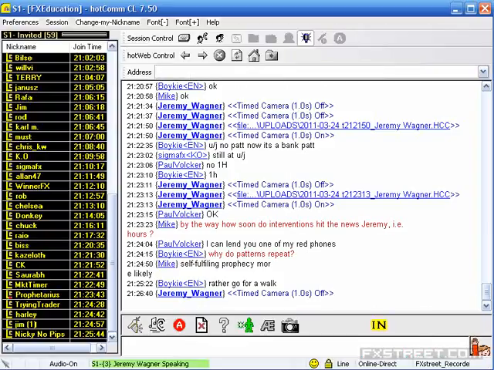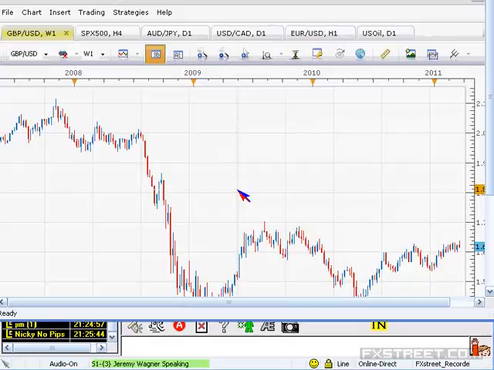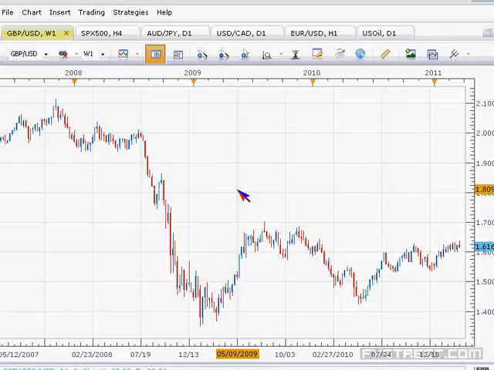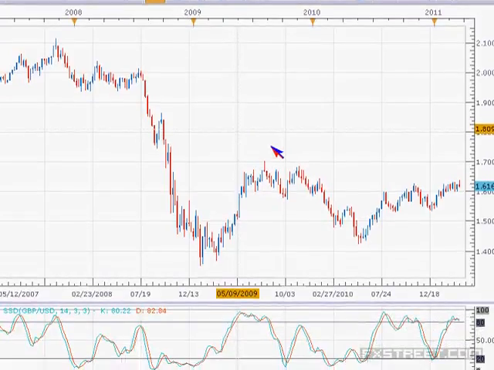I'm going to switch over here to the pound dollar. This is going to be a weekly chart, so you can follow along with me with your chart at home. And here you go. This should be the pound dollar weekly chart, simple support and resistance. I noticed this a couple of days ago, and let me go ahead and add a trend line on here.